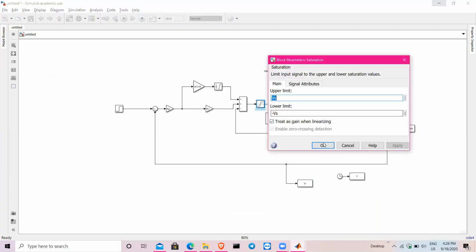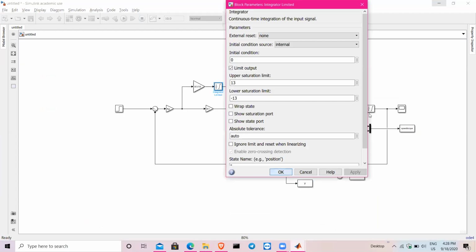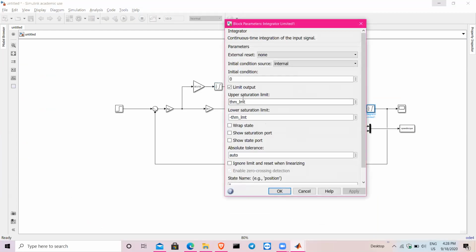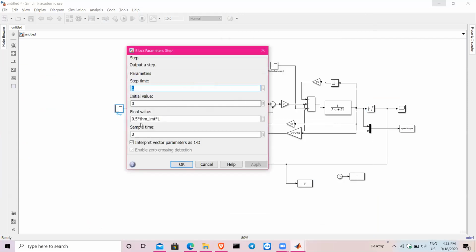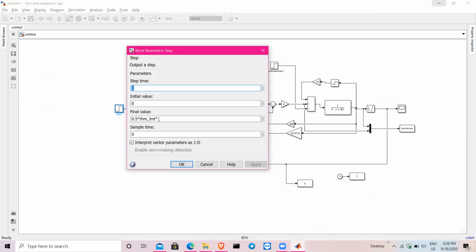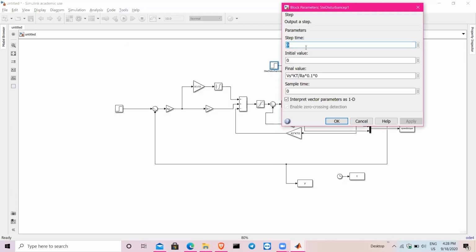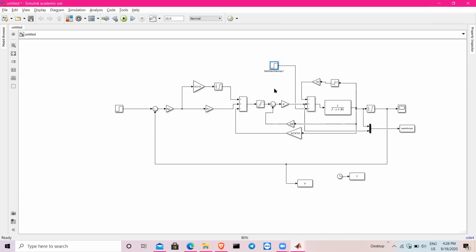Here I gave plus or minus Vs only. Here I gave plus or minus 13, plus or minus theta limit. Here I gave 50% of the value as the input. The step time is 0. Step time is 0. Even here also 0. Yes, sir.